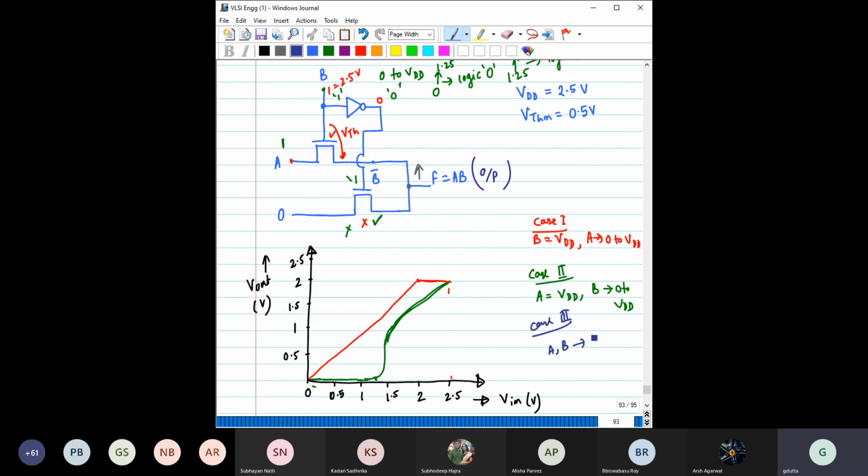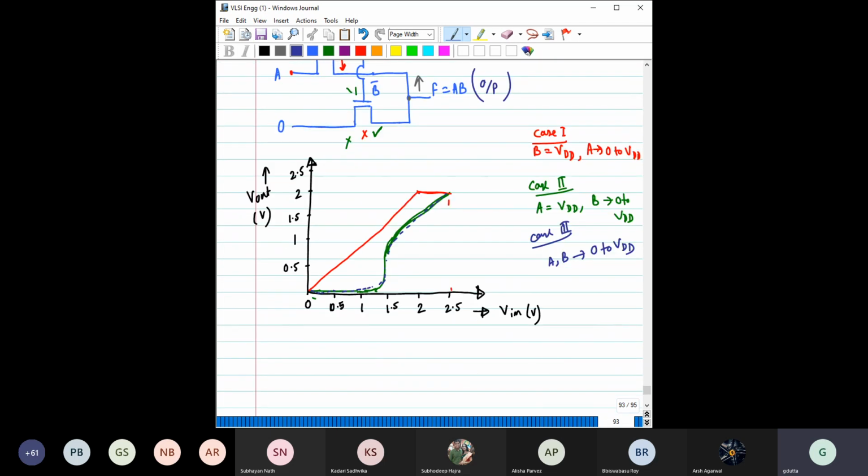See, if A and B both are changing from 0 to VDD, that would be case 3. And if you do case 3 as well, then also it will be almost similar to this. So here also you can see the VTC is dependent on the input combinations, right? There is no doubt in that. Other than that, if you notice, this is the VTC.